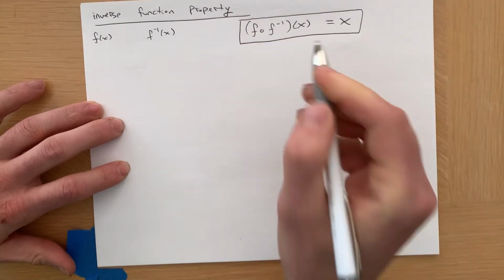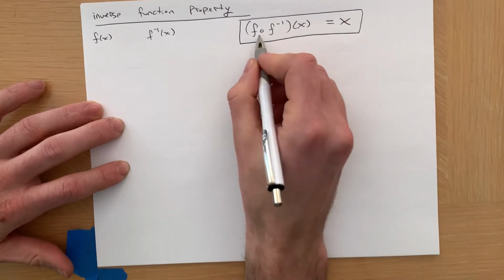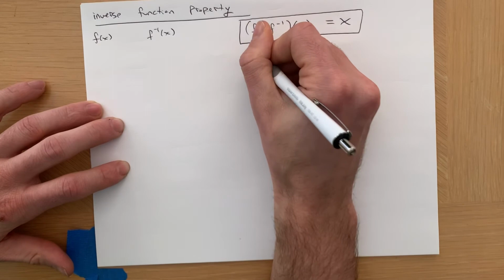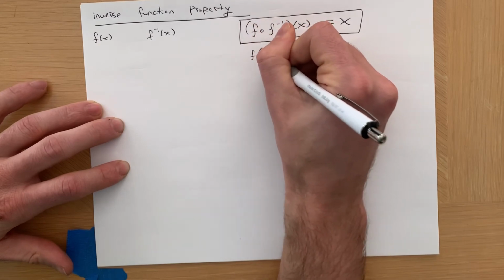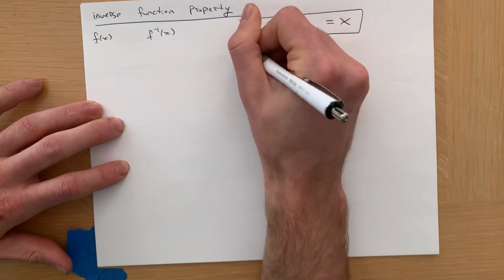Again, if we remember from, I can't remember, chapter 1 or chapter 2, when we found what this was, this means that if we take f and we plug f inverse inside of it, this needs to be x. So this is just another way to write that.